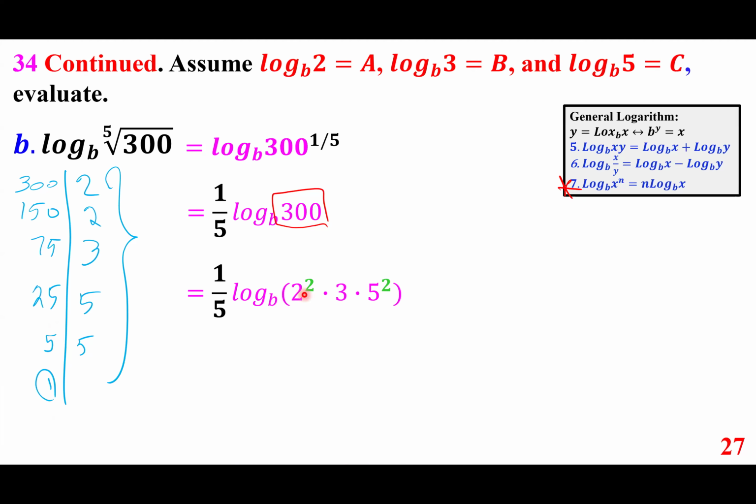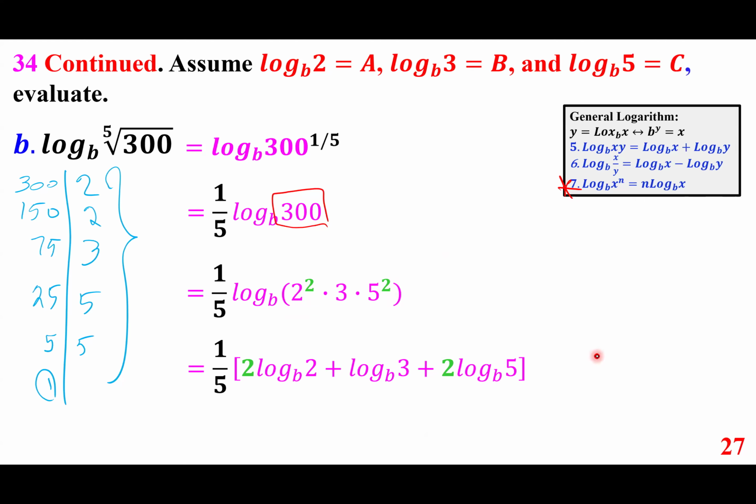Now this is log of 2 squared plus log of 3 plus log of 5 squared, and then 1/5 sits in front. 2 sits in front, 3 doesn't have any. I hope by now, with all the examples we've done, you can go from here to here using number 5, the product rule, in no time in conjunction with the power rule. So 1/5 remains. This becomes 2 log 2. This becomes log 3. This becomes 2 log 5.